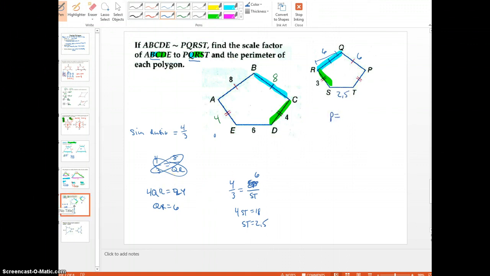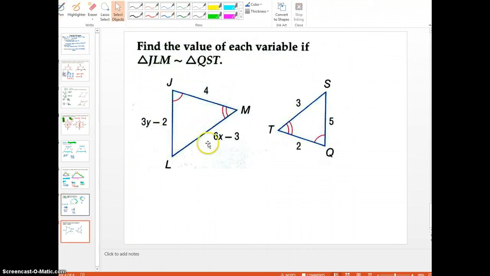Because we're running out of time, I'm going to do the last setup. When we're doing these, it is important to again match up the corresponding vertices. Similarity ratio would be 4 to, JM corresponds with QT.